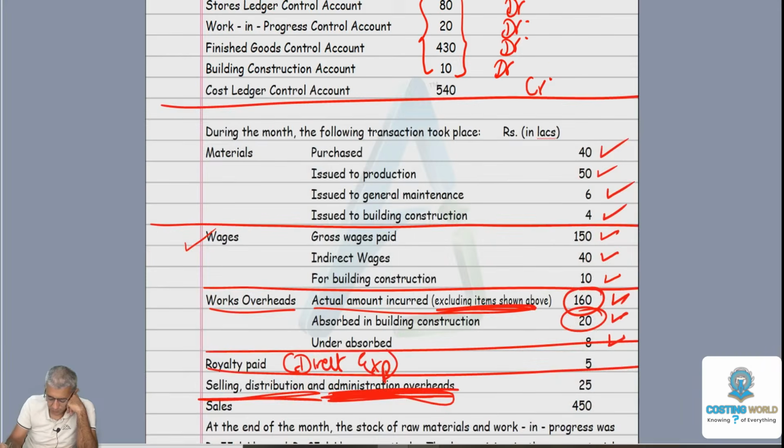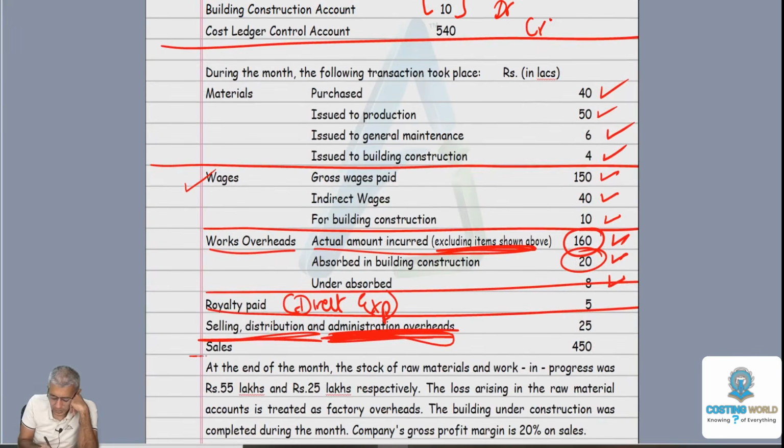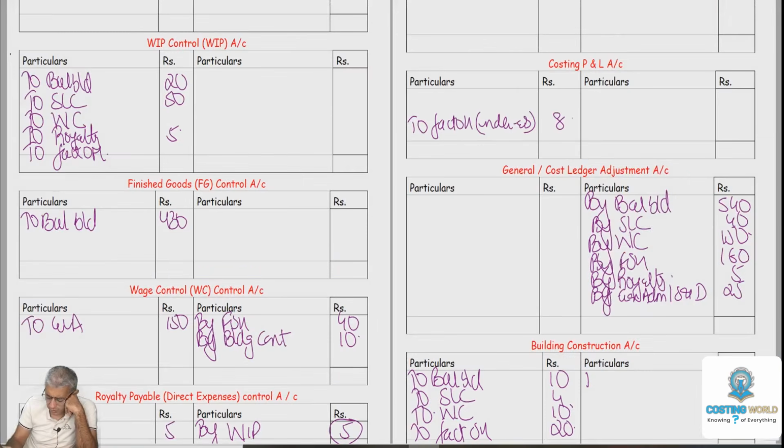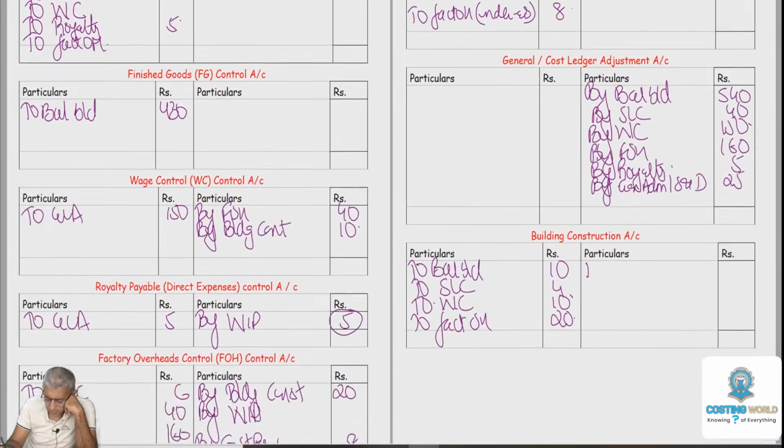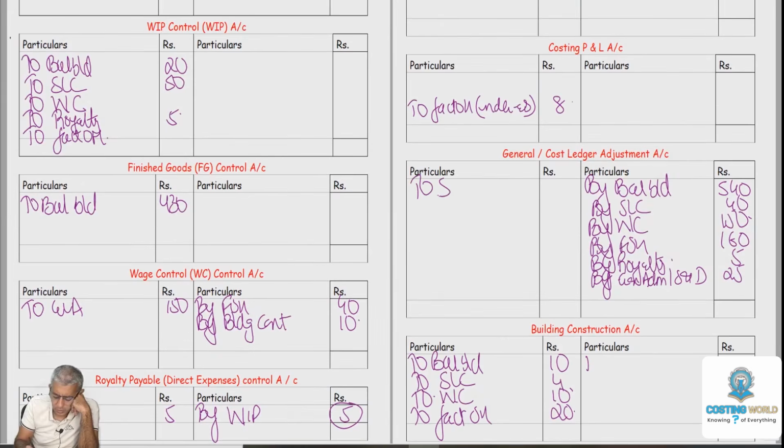Further, sales 450. Sales, we all have done that countless number of times now. GLA account debit side to sales 450, credit side by sales 450.